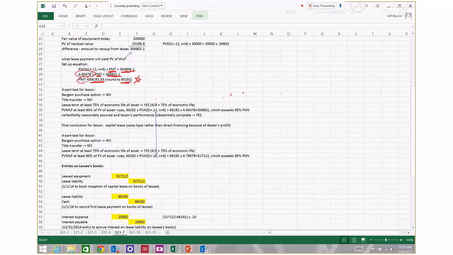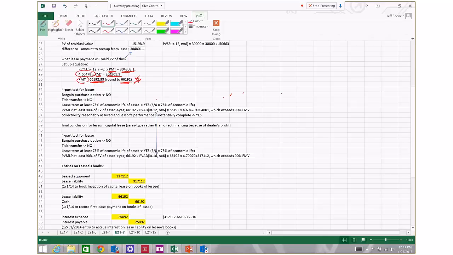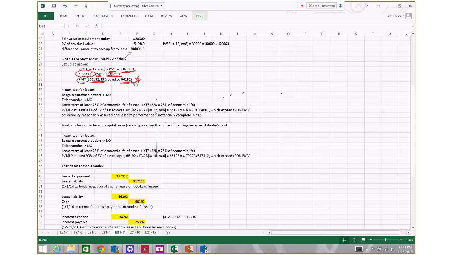Okay, so now the lessor needs to figure out whether or not this lease is going to be classified as an operating lease or capital lease. If it's a capital lease, we know, of course, it's going to be classified as a sales type lease because there's dealer profit. So we go through the four-part test for the lessor. Is there a bargain purchase option? The answer to that is no. Does the lease transfer title of the leased asset to the lessee? The answer to that is no.